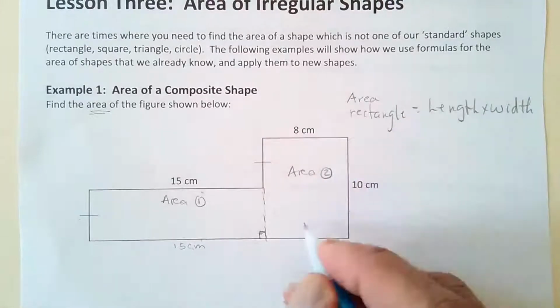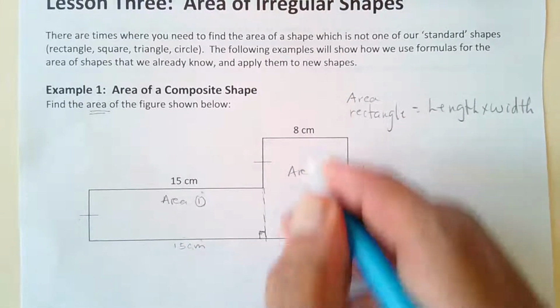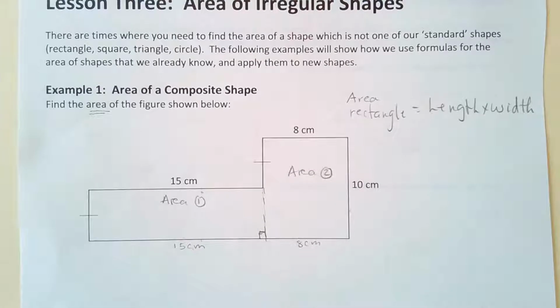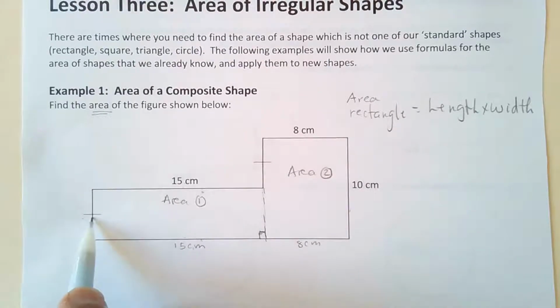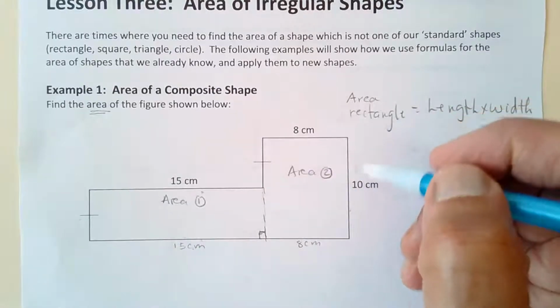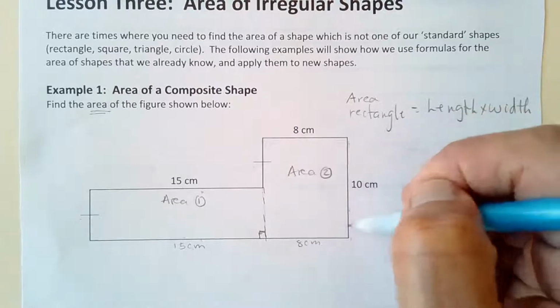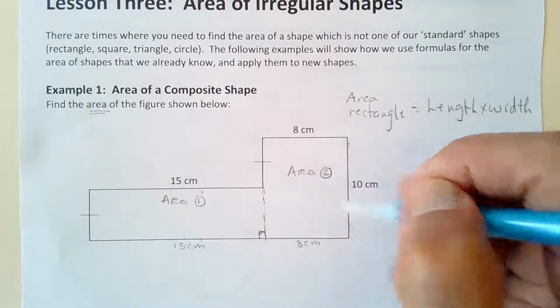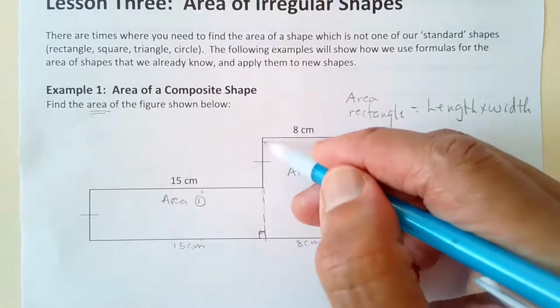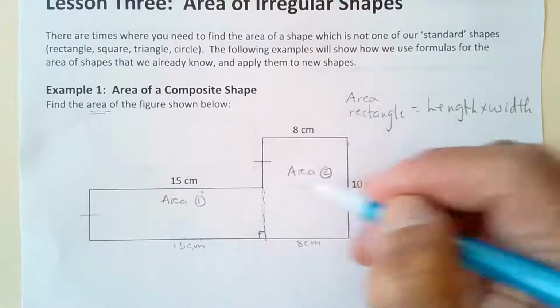Opposite sides are equal here. This becomes 8 centimeters. It's already there. Now, what is the measurement of this part here? Notice, this is 10. Now, if also this is 10, this is the opposite side.